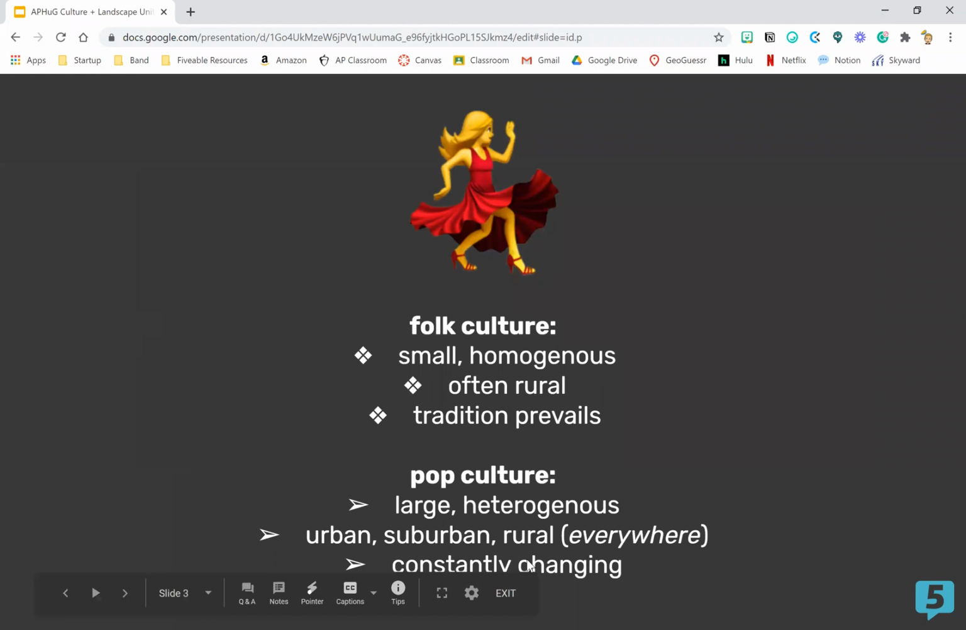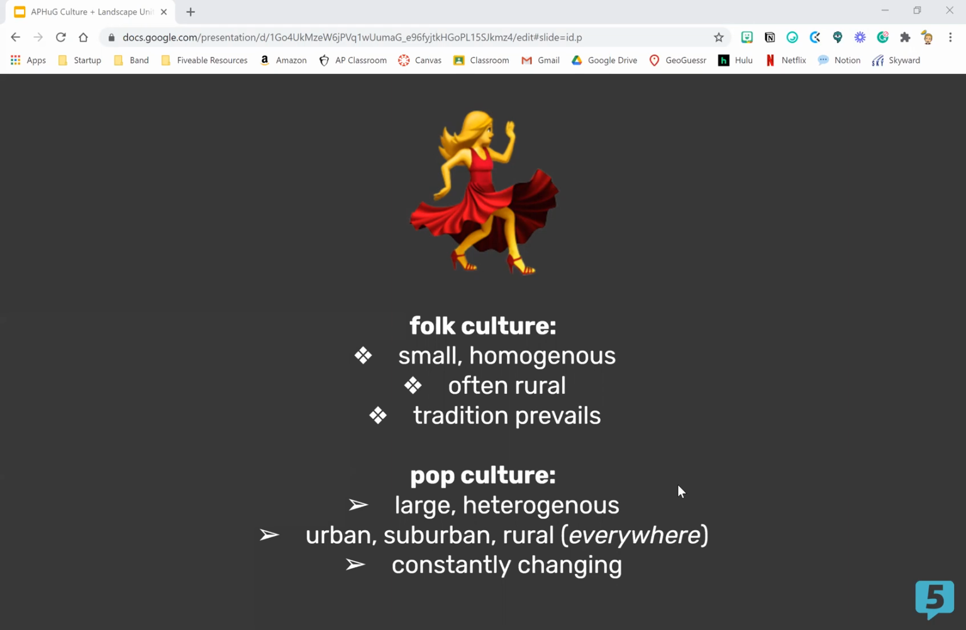Now let's look at folk culture versus pop culture. This is something I talked about in one of the short videos that we did, but I think it's worth discussing again, just because it's a pretty definitional thing that could actually show up and be important somewhere. Folk culture is often small, homogenous, rural, and tradition prevails. That just means that this group of people do the same thing and they've done this same thing since the dawn of time or whenever their culture started.